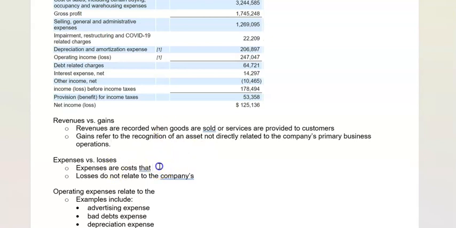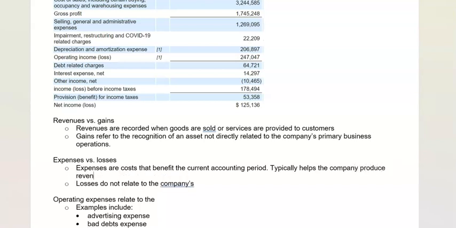Expenses versus losses. Expenses are costs that benefit the current accounting period and typically help the company produce revenues. Some examples of expenses: salaries expense, cost of goods sold, income tax expense.